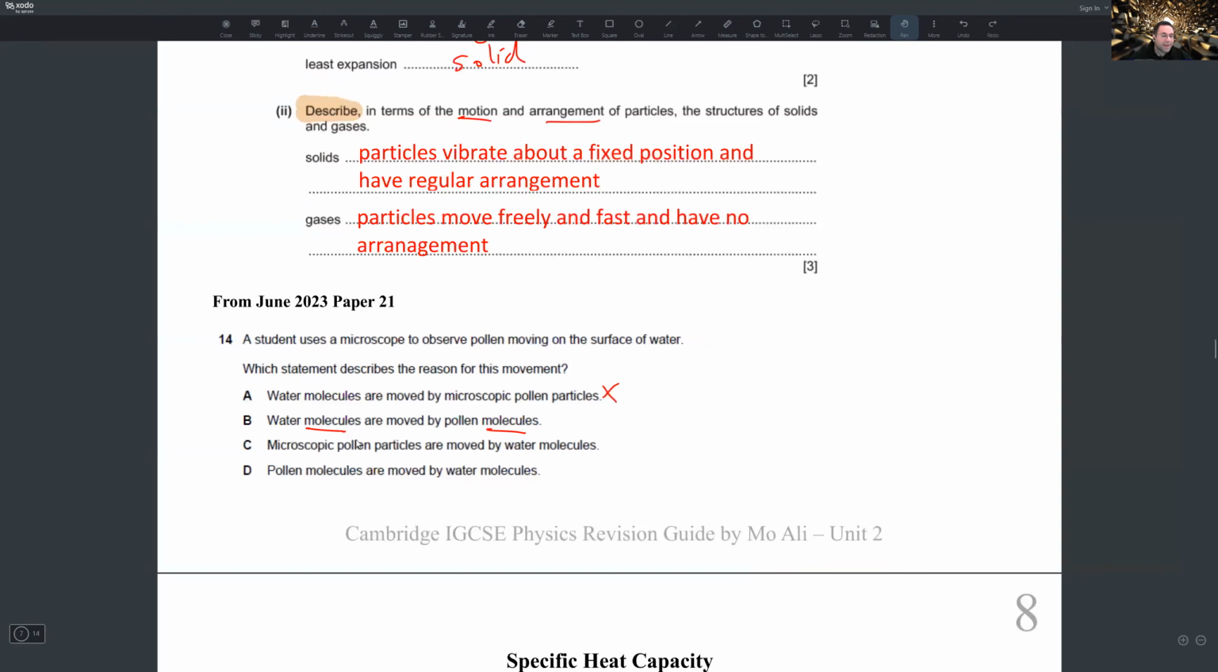Microscopic pollen particles are moved by water molecules. Correct, it's water that moves the pollen. Pollen molecules are moved by water molecules. The same mistake again. The order is correct, pollen is moved by water, but it uses molecules and molecules. No. Okay.